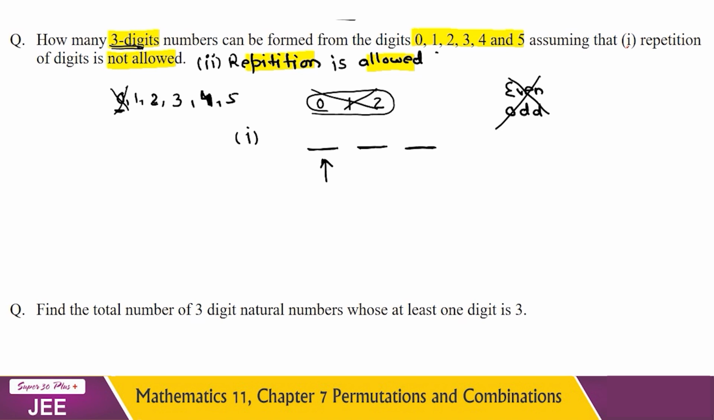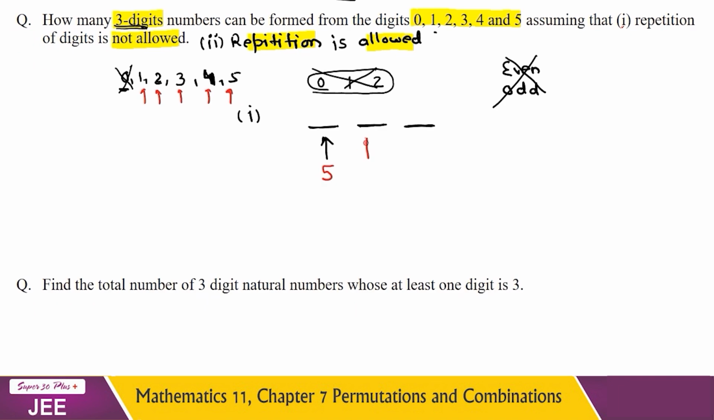So what we are left with is 1, 2, 3, 4 and 5. So for the first place, how many options do we have? We have 5 options. We can fill it up in 5 ways. Alright, moving on to second place. Now let us consider that when I was filling up the first place, I filled it up with the number 5. I kept the digit 5 over first place.